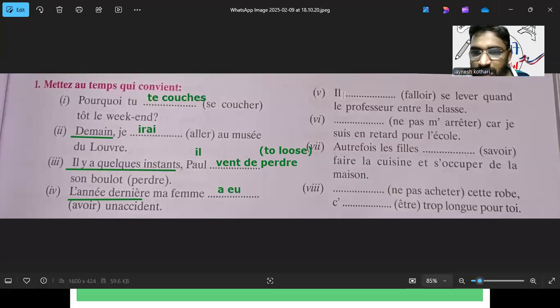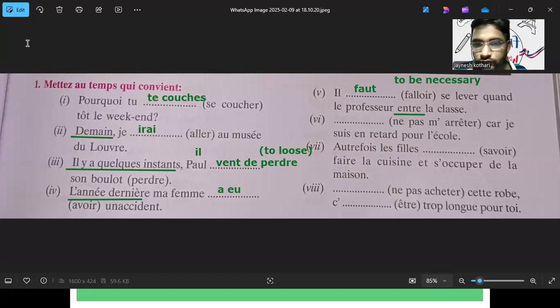Fifth one, now, il faut se lever. Guys, falloir means to be necessary. So it is necessary to get up when the professor enters the class. Guys, look, it is present tense given in the sentence. So if we are using present tense, we will also use present tense only. Il faut: it is necessary to get up when the professor enters the class.